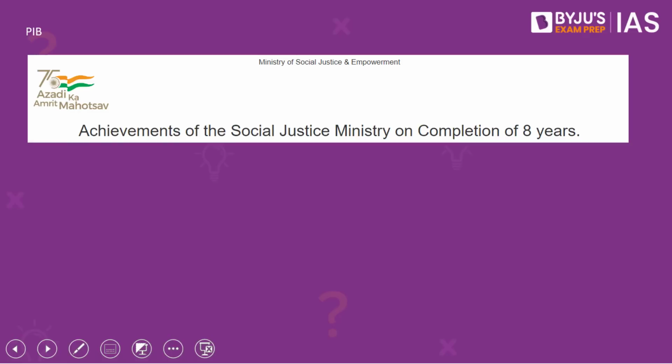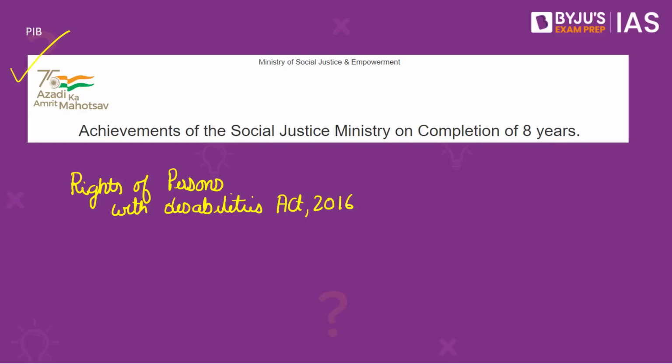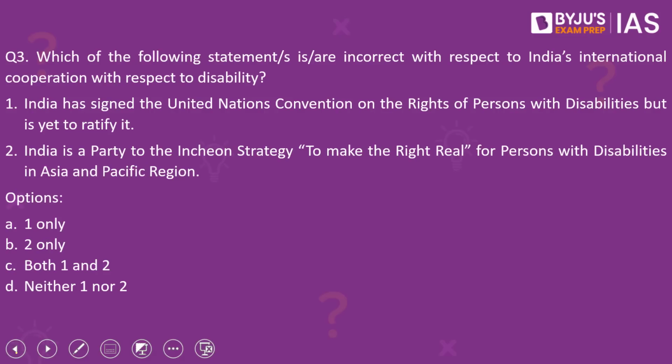What is the context? This article from the PIB notes the achievements of the Social Justice Ministry on completion of 8 years. The ministry has launched major schemes, programs, and initiatives for empowering the socially, educationally, and economically marginalized sections of the society, including people with disabilities. One of the major domestic initiatives taken by the ministry includes the Rights of Persons with Disabilities Act 2016. This provides for reservation in jobs and education for people with disabilities. At the international level too, India has taken several initiatives. Let's get back to the question to understand this better.